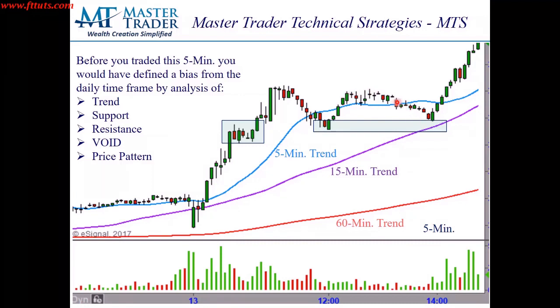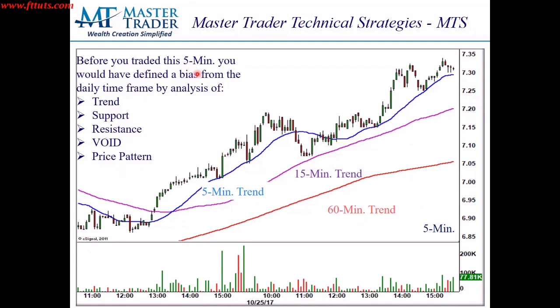Another way of looking at this is resistance within an uptrend gets less respect than resistance in a downtrend, because trends continue, and with pullbacks from prior highs, the assumption is that buyers are going to be able to push up above it, and the demand, because of the uptrend, is going to overcome that resistance. Right? So before you trade the 5, you would have defined your bias from the daily, and that analysis of trend, support, resistance, void, and price pattern.